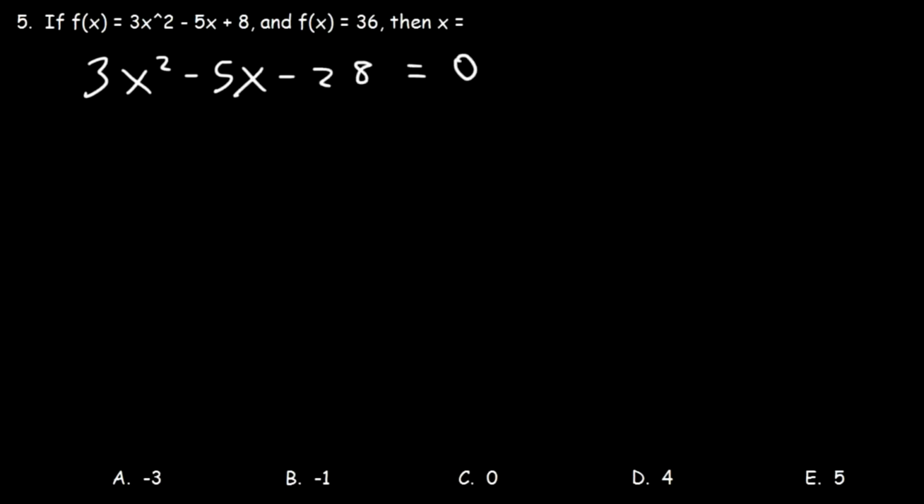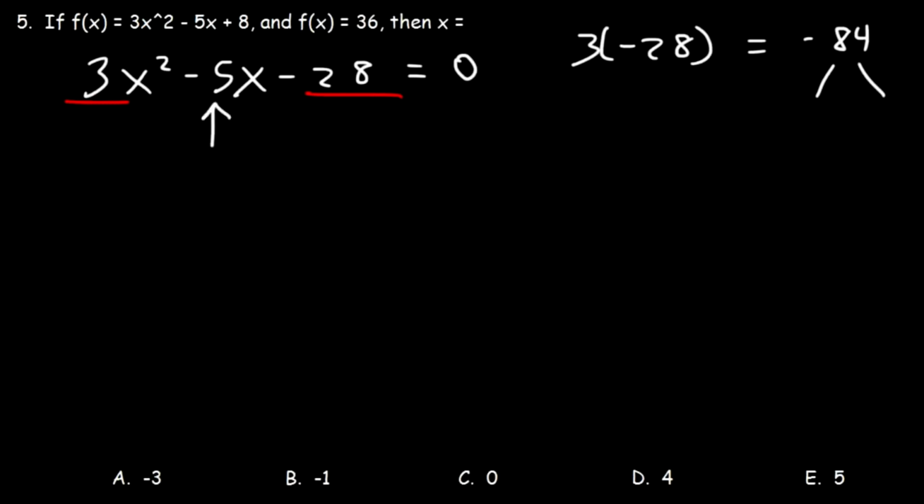So we have a trinomial with a leading coefficient that is not 1. In order to factor it, we need to multiply 3 and negative 28. 3 times negative 28 is equal to negative 84. Now we need to find two numbers that multiply to negative 84, but add to the middle coefficient negative 5.